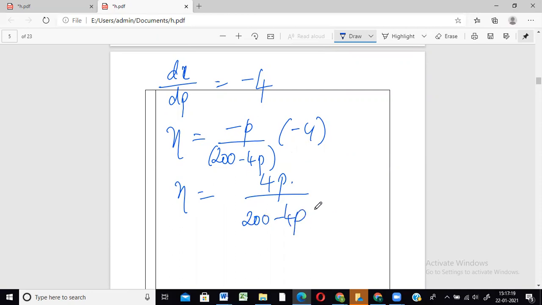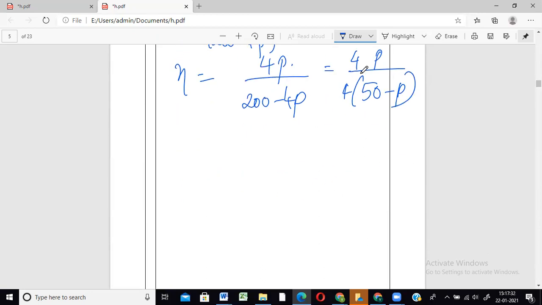We will not leave it over here. Instead of leaving it like this, we can take that 4 common, correct? That will be 4p upon 4 into, here we get, 50 minus p. Whatever remains, we will cancel 4 and 4. So eta is equal to p by 50 minus p. Okay, 50 minus p.